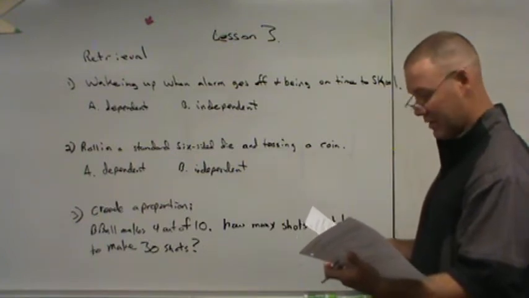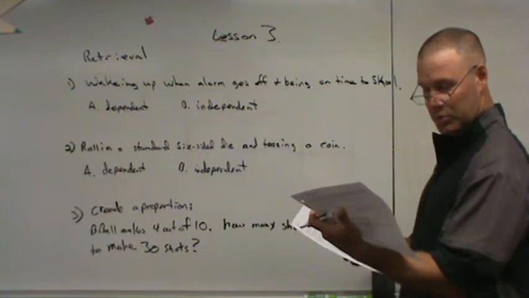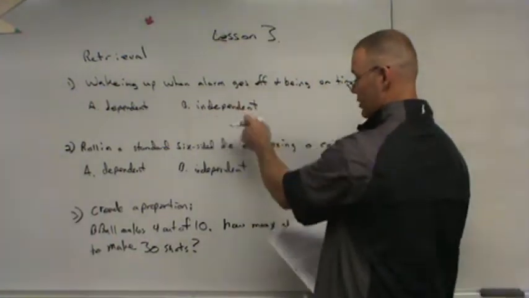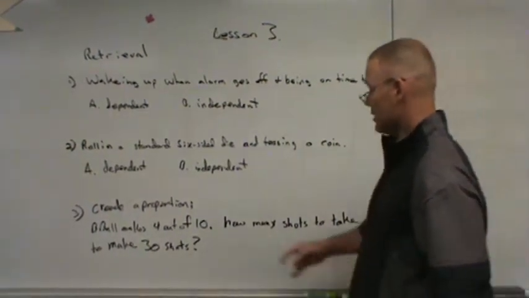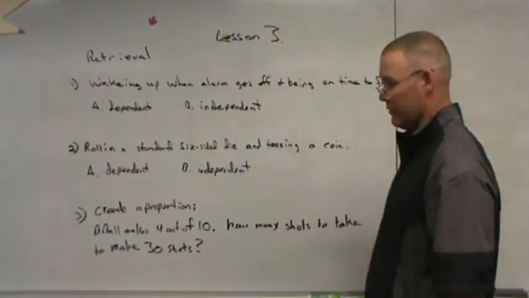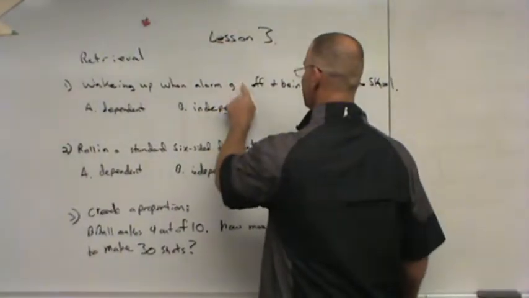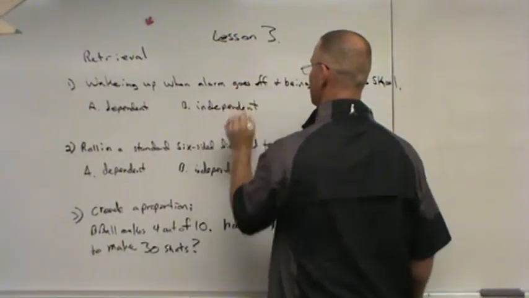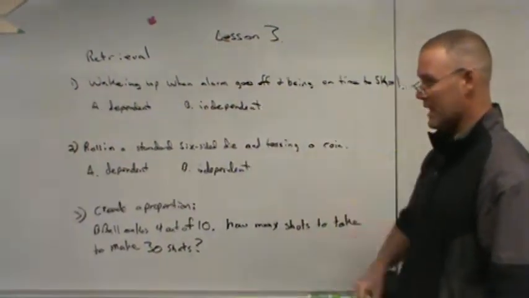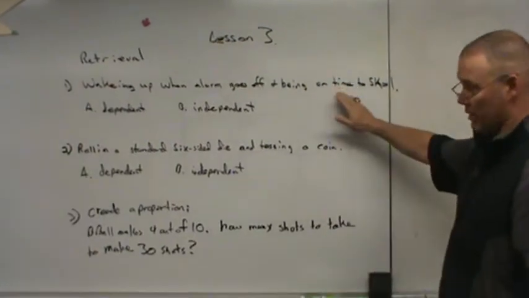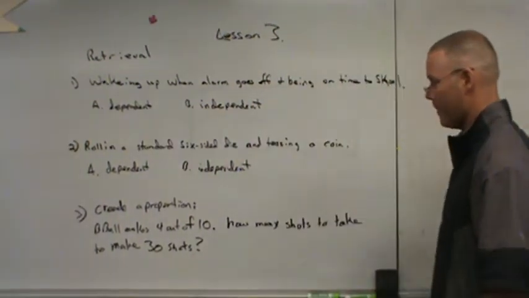There's 8 questions really, and 5 of the 8 are multiple choice, just like questions 1 and 2 here. So waking up when an alarm goes off and being on time to school, does that sound like a dependent or an independent event? Well, there's 2 things happening here. Alarm goes. If the alarm doesn't go off, what's not going to happen? You're not going to get to school. So that would be a dependent event. One event affects the other.